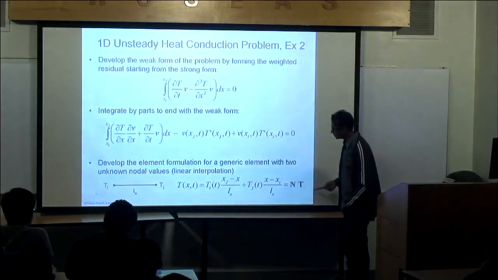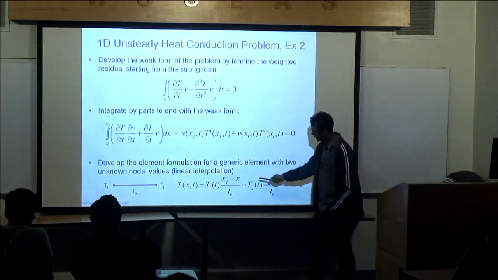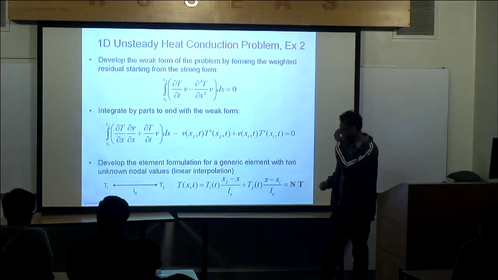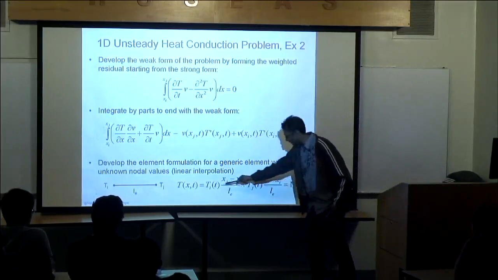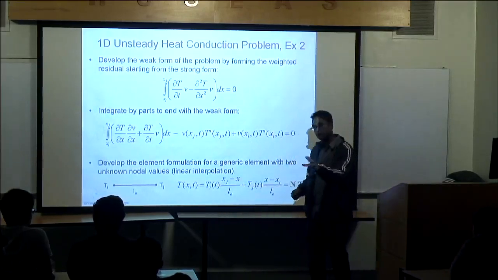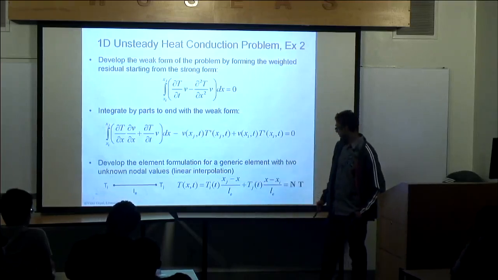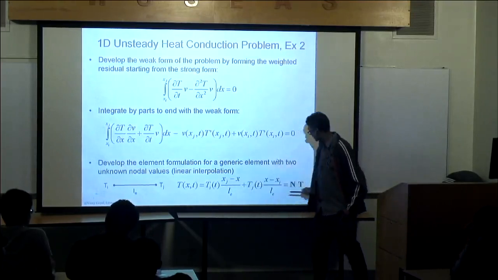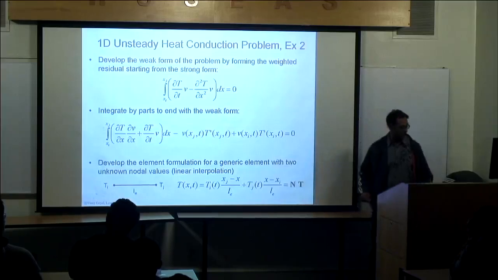This is my approximation over an element. And I'll select a linear approximation. Now I know that these nodal variables are not a function of x, they're a function of time. The shape functions are spatially dependent. And so then I'll put this in a vector called n. I'll put this in a vector called t. Okay. So I have n times t.